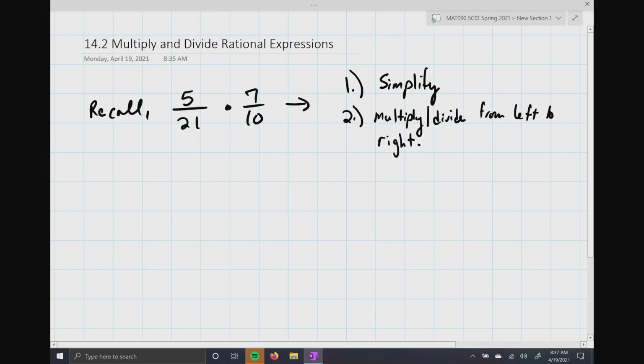Okay? Now, I'm going to be honest with you. And please, you don't have to write this down. But if you wanted to, you could take 5 times 7 is 35. 21 times 10 is 210. And then you'd have to simplify this. All right? Then you would have to simplify this. That takes some time. Here's what I show.